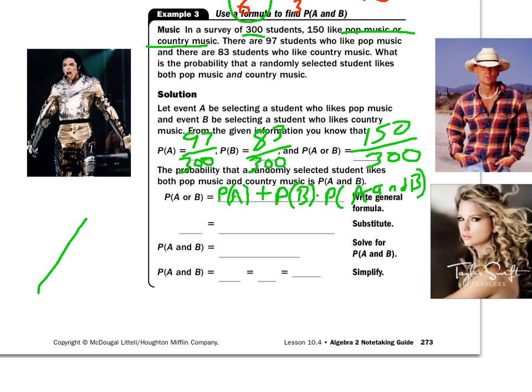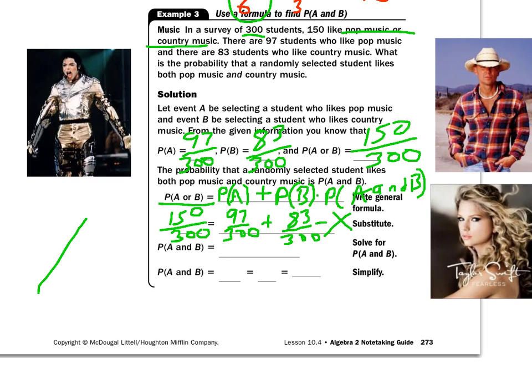I know the probability of A or B. They told that to me. So that's 150 out of 300 right here. And I know the probability of A was 97 out of 300. And I know the probability of B was 83 out of 300. The unknown was the probability of A and B. So I'm going to call that X. That's what I'm trying to find.